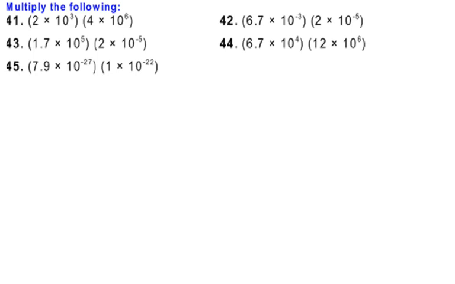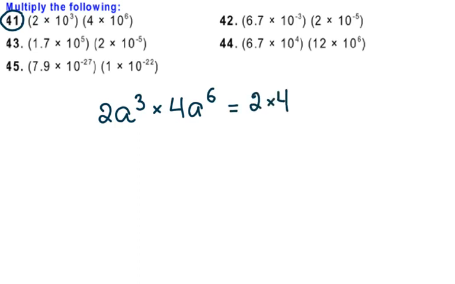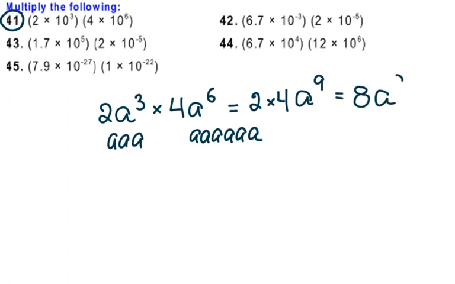Let's look at how we multiply 2 numbers written in scientific notation. I'm going to show you this example. I have 2a to the 3rd times 4a to the 6th. If you remember, the answer would be 2 times 4. And then how many a's do I have? I have 3 a's here, and I have 6 a's over here. So how many a's do I have in total? There are 9 a's. So that is 8a to the 9th.